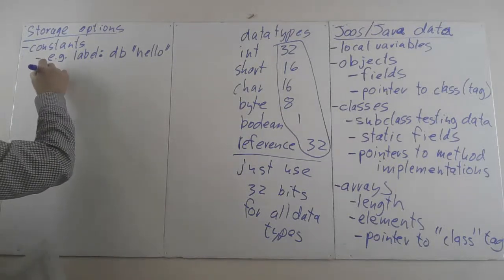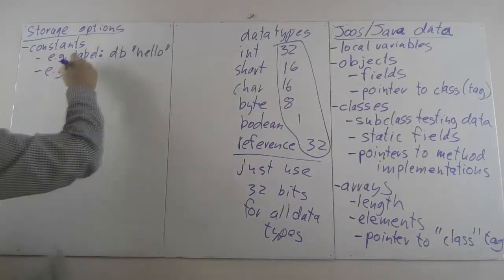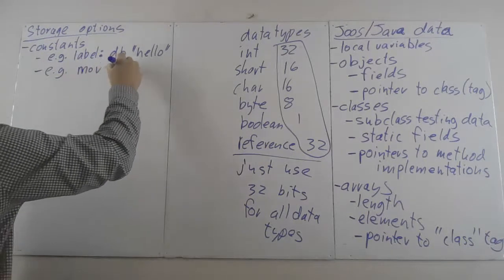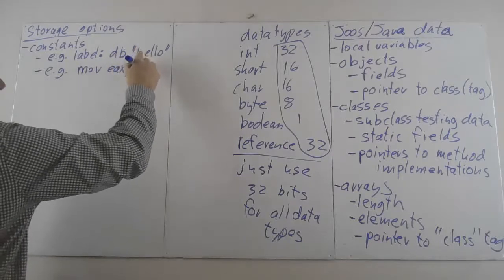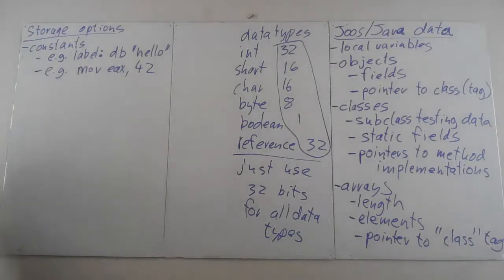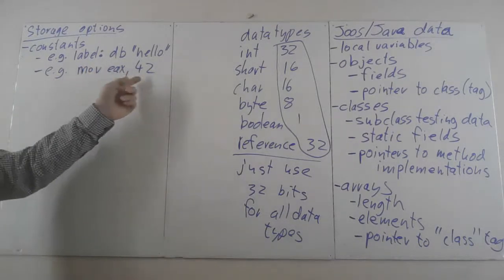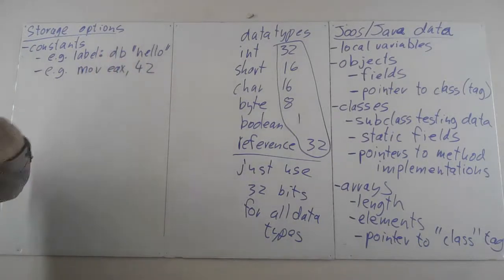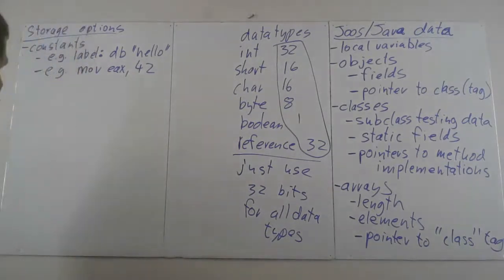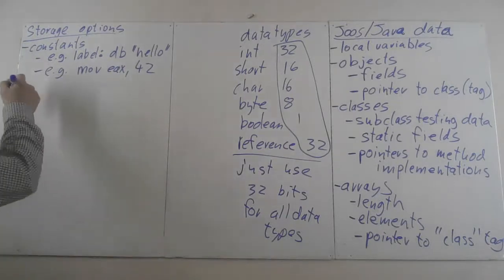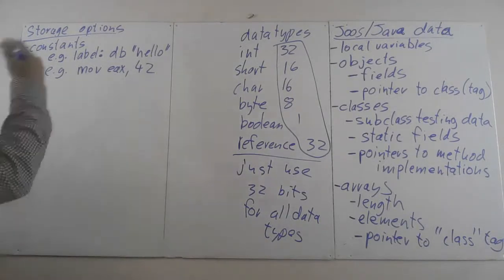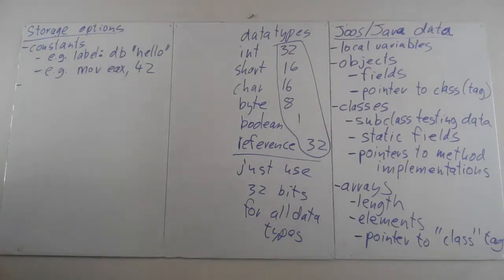Or I can encode constants as part of instructions. So let's say my Java program has the constant integer 42, well, I can generate, in my generated code, I can generate a move instruction that loads the constant 42 into a register. Okay, so constants are sort of the simplest piece of memory, but they're constant. You can't change them.